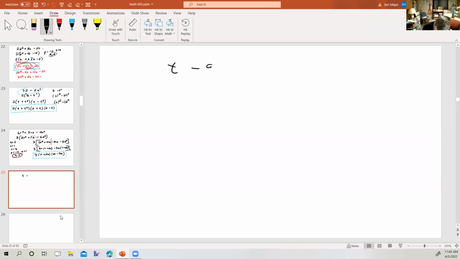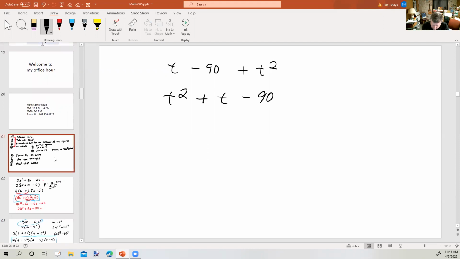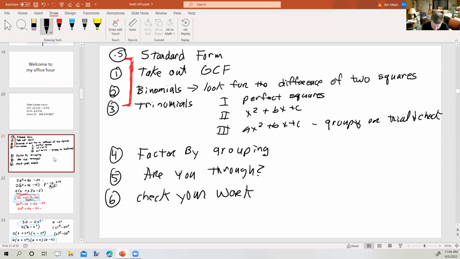t minus 90 plus t squared. This is a trinomial, but it's not in standard form. So we've got t squared plus t minus 90. So now it's in standard form, okay? Is there a greatest common factor we can take out? No. Is it a binomial, difference of two squares? No. Is it a trinomial? Yes. Is it a perfect square trinomial? No.